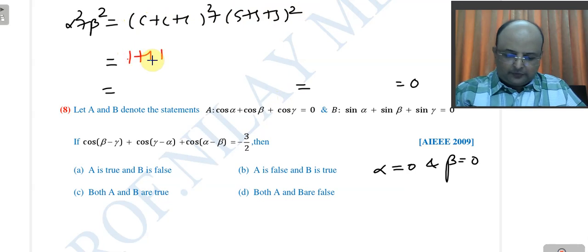Cos square plus sin square will be 1 plus 1 plus 1. All middle terms I write here.